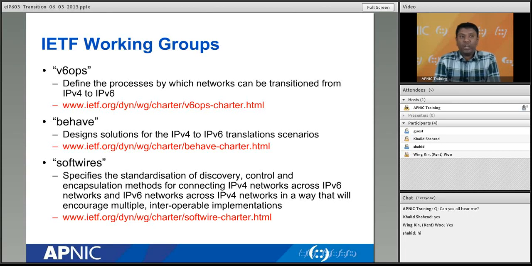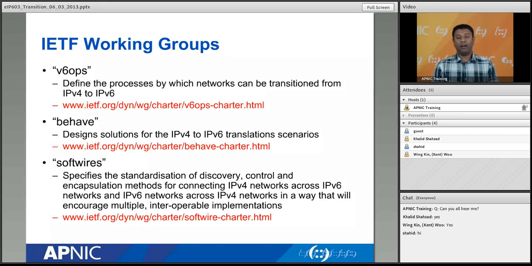IETF, the Internet Engineering Task Force, is the forum that works on developing internet standards, right? So when a vendor develops their product based on an IETF standard, we expect those devices will work in a multi-vendor environment, right? That is the purpose of IETF, they develop the standards. In relation to IPv6 transition technologies, there are three main working groups.